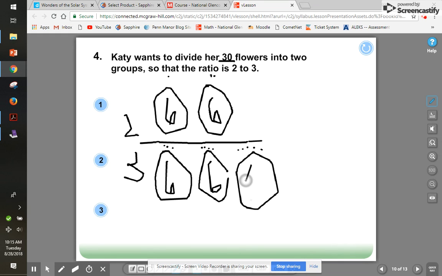And after I do this strategy, all I have to do is then add. This top container has 12 in it. And the bottom container has 12, 13, 14, 15, 16, 17, 18. And so that's how I would split the flowers into two groups using a ratio of 2 to 3. Just an interesting other way of doing the strategy other than dividing.